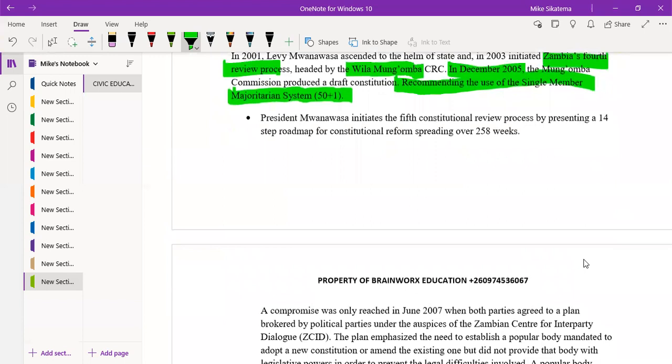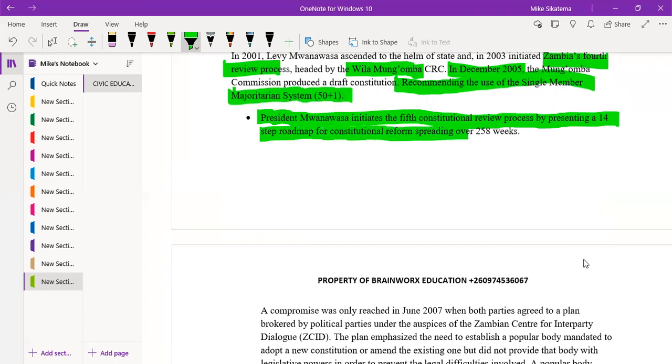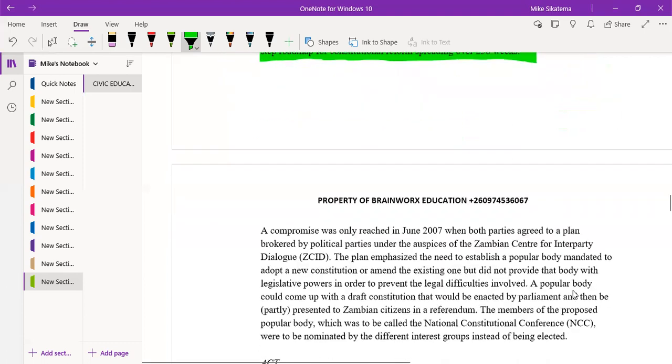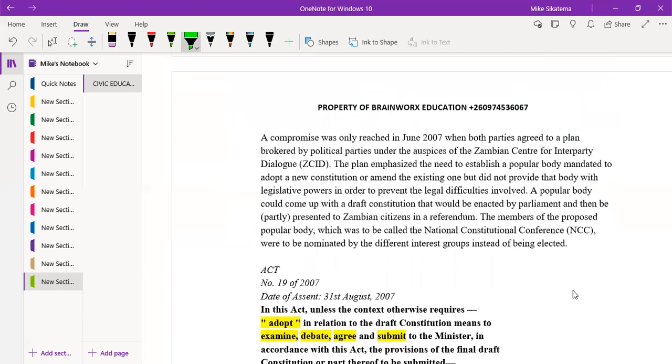However, and this is the most interesting part, you have to know how this story ends, because it leads to something very interesting: a commission that was formed to review constitutions, debate constitutions, and present those to the public with the view of a referendum. So you have to know a certain aspect that I'm going to explain very soon. President Mwanawasa initiates the fifth constitutional review process by presenting a 14-step roadmap for constitutional reform spreading over 258 weeks. It was met with resistance. And it was met with a lot of resistance.